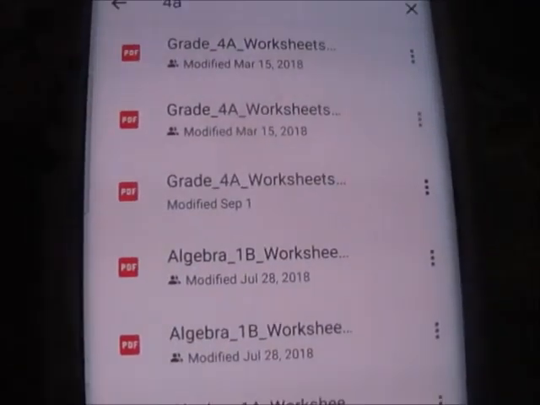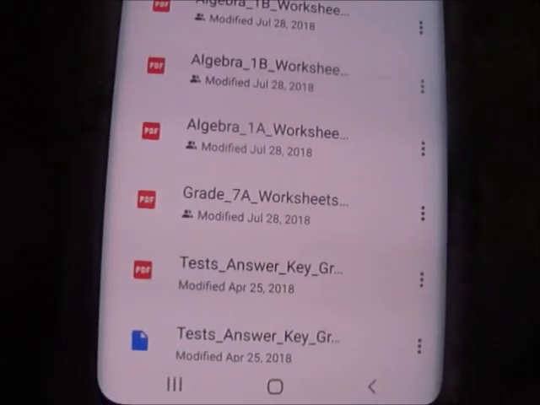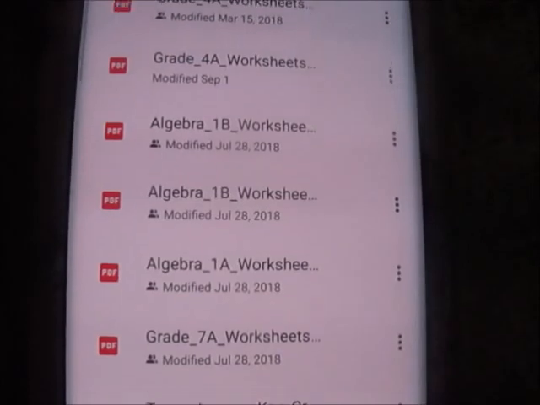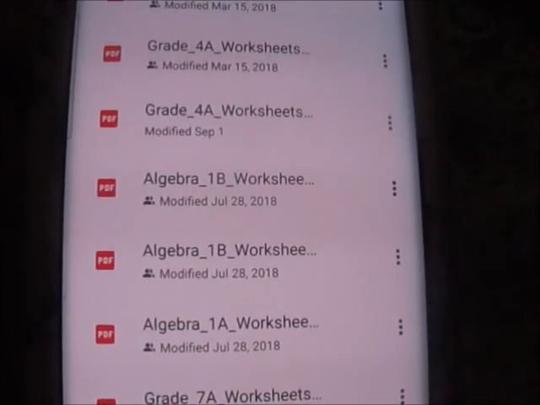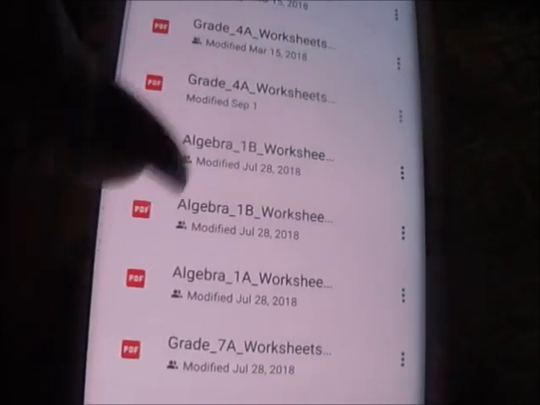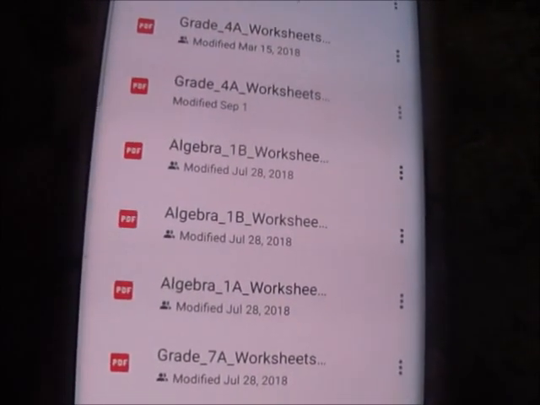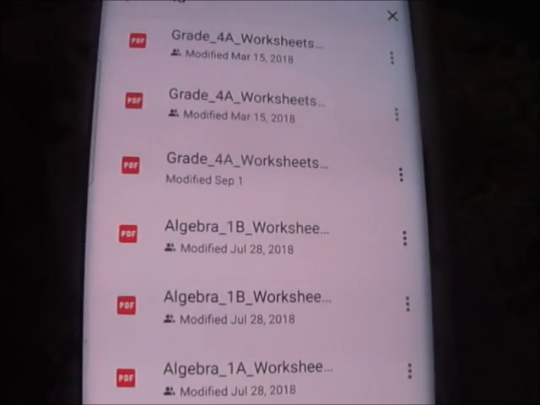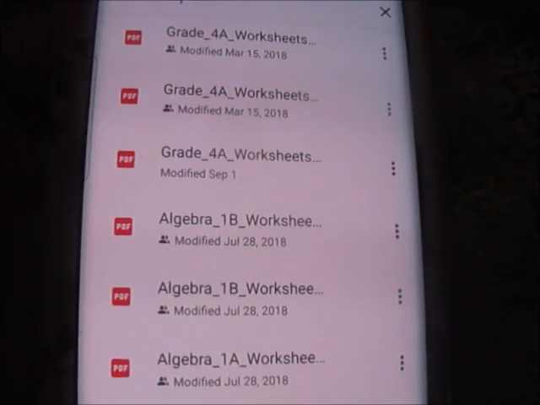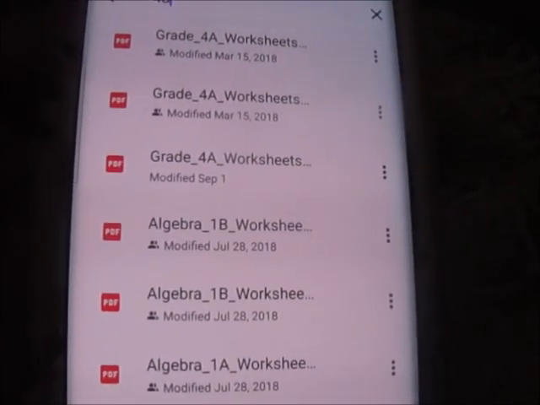I don't know if you guys can see that, but I kind of just pull up what I need. And like I said, I have all of them. The phone is full of all of them. Tests and answer keys and all that kind of stuff. You see 7A, grade 7A. There's algebra, 6th, 5th. There's 1st grade. So this is my go-to when I need what I need.